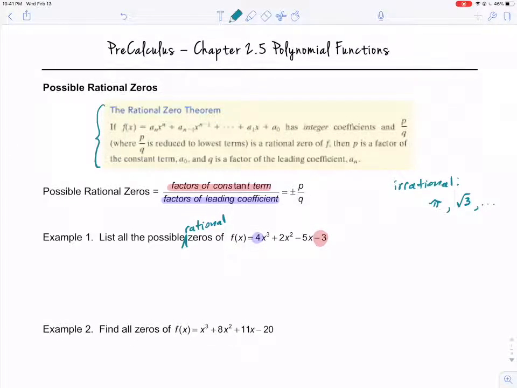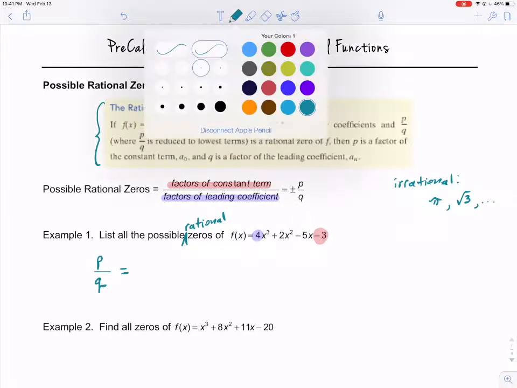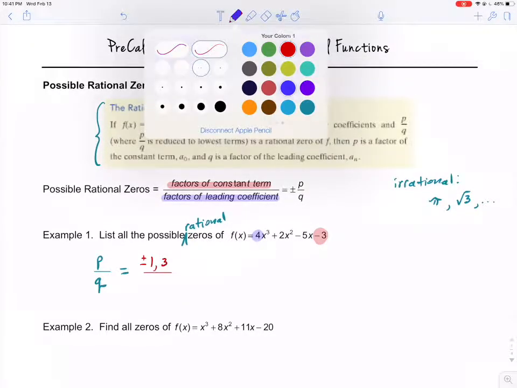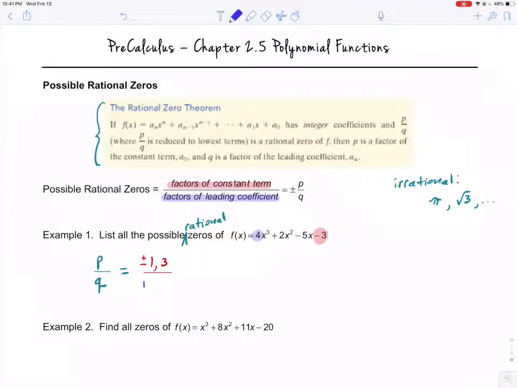Okay, so if we're listing all the possible rational zeros, we're going to list this as the variables they use are p divided by q. And so we take the factors of the constant term. The constant term is 3, so all of the factors of the constant term are 1 and 3, positive and negative, because if I multiply -1 times +3, I'm going to get -3. If I multiply +1 times -3, I'm going to get -3. All right? And for the leading coefficient, the factors are 1, 2, and 4. Since the number's 4, the only numbers that go into it are 1, 2, and 4.